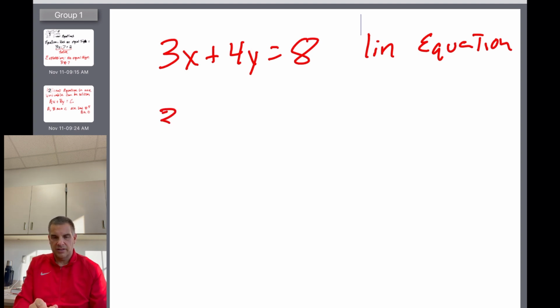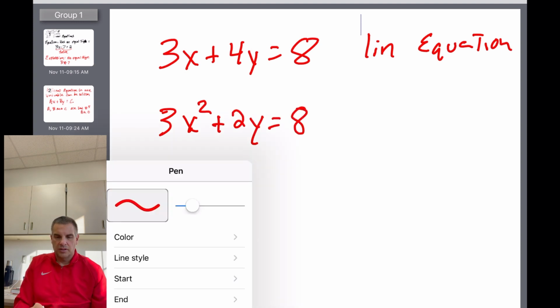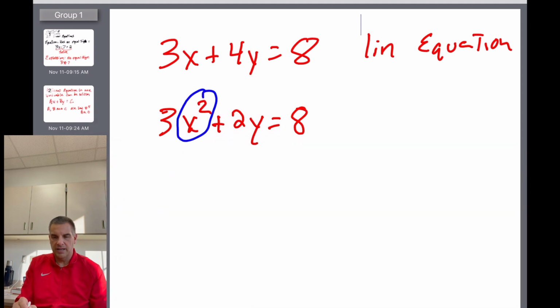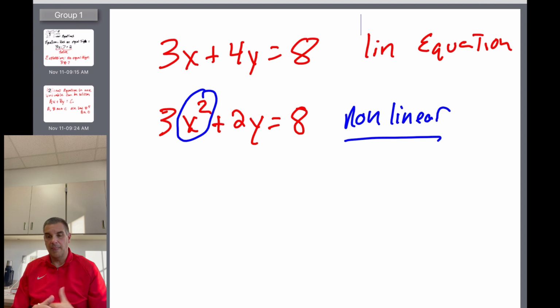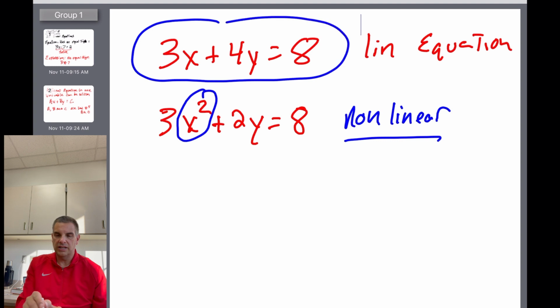If we have something like 3x squared plus 2y equals 8, you notice that we've got an x squared there. Since we have an x squared right there, that automatically makes it nonlinear. It's not going to be a line. Linear is line. They only can be essentially written in this form, or you could have 3x equals 10 or something like that. That's going to form that line, y equals 8, whatever. That's what we're going to have when we have a linear equation.